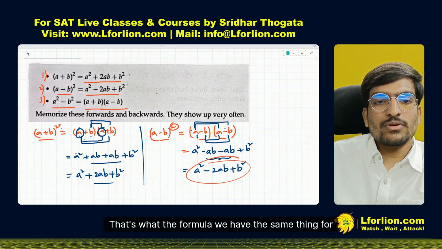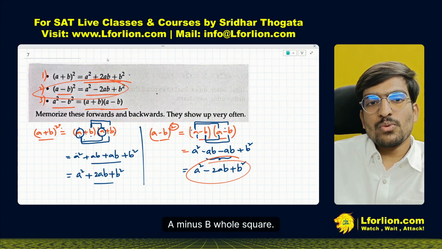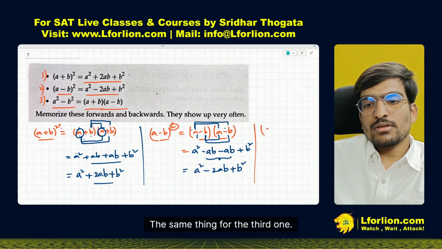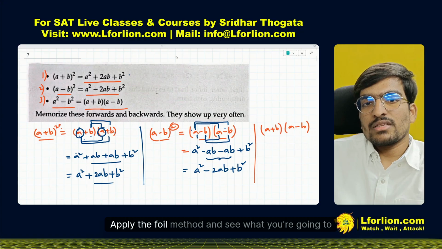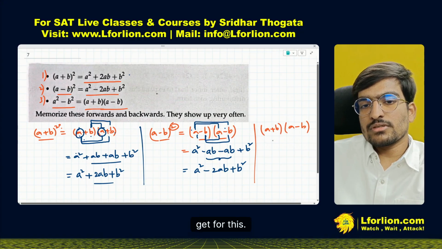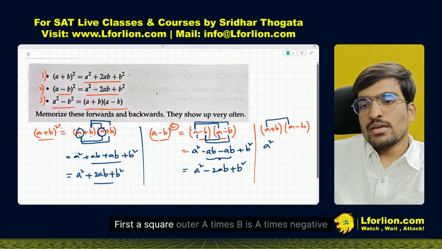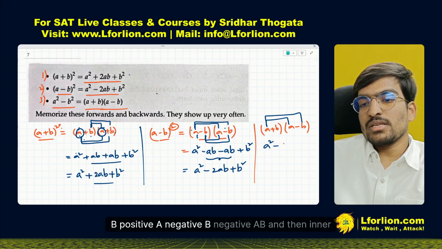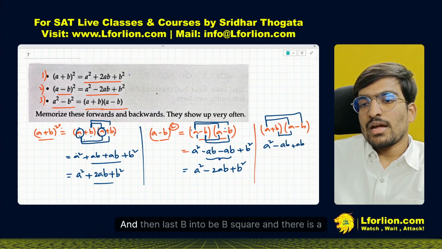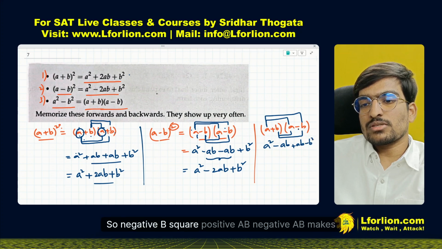The same thing for the third one, a plus b times a minus b. Apply the FOIL method and see what you're going to get for this. First, a square, outer a times negative b, negative ab, and then inner positive ab, and then last b into b, b square, and there is a negative, so negative b square.